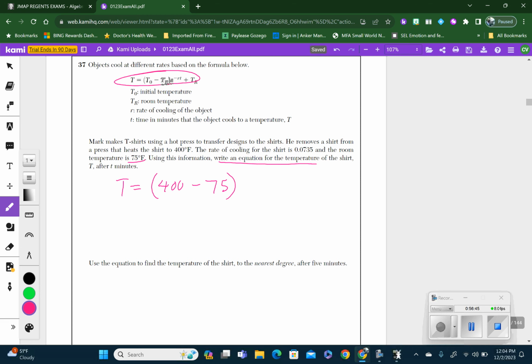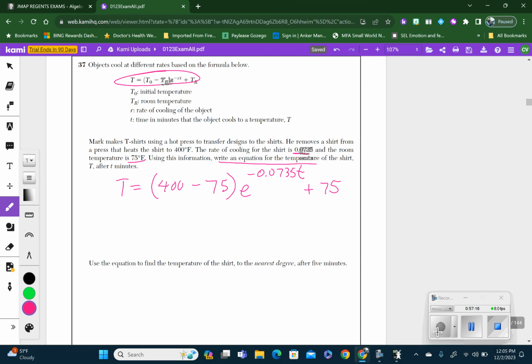Then there's a negative sign, right? So now I'm going to put the R. The R is the rate of cooling, which it's telling you is this right here. So I'm going to put 0.0735. And then I don't know what my T is, so I'm just going to leave that there because that's my variable. And then I have plus the room temperature again, which is 75. This right here, what I just did, 2 points.